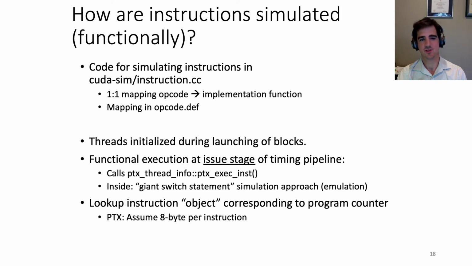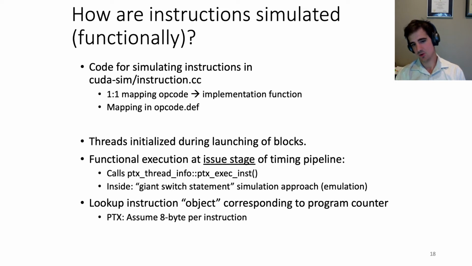That mapping is stored in this file called opcode.def. It's basically just a table that maps what the mnemonic is to the name of the function that we call, typically one-to-one with the mnemonic for the assembly instruction, just to make the code easier to read. All of the threads get initialized when we launch the block. So when we say that this block is going to run on the GPU, we initialize all of the stuff for the threads. Logically, we do the complete functional simulation of every instruction at the issue stage of the pipeline.